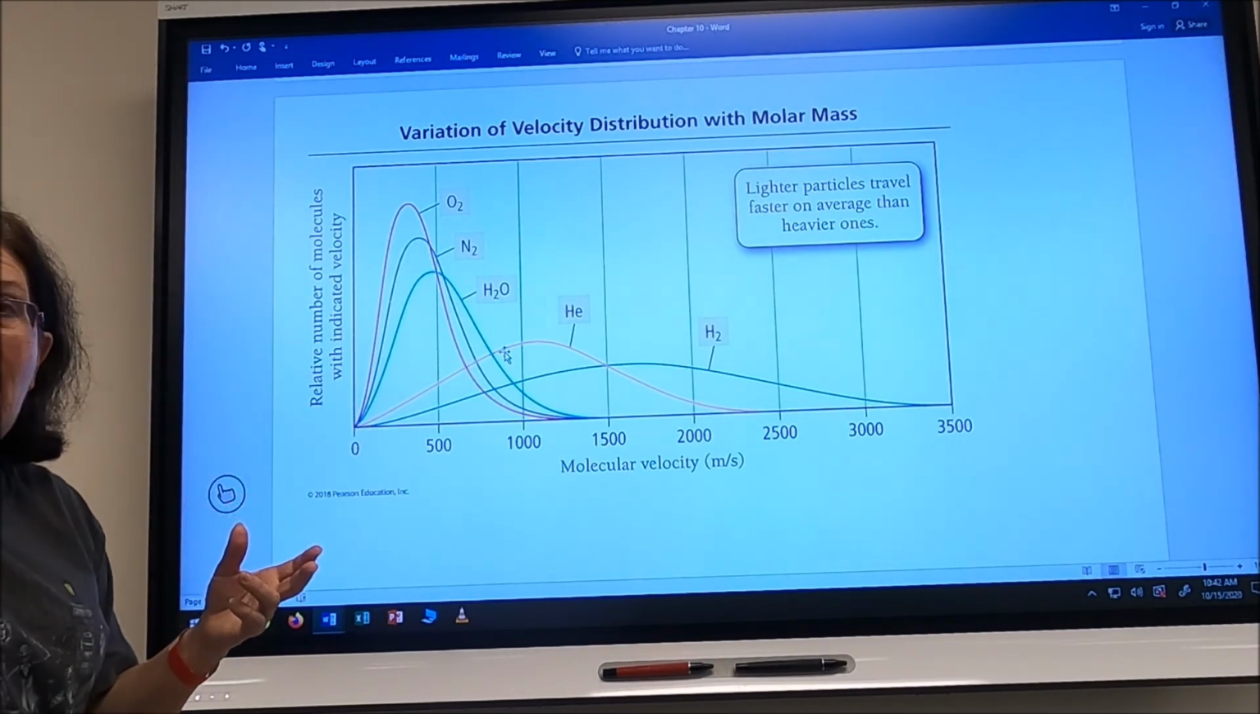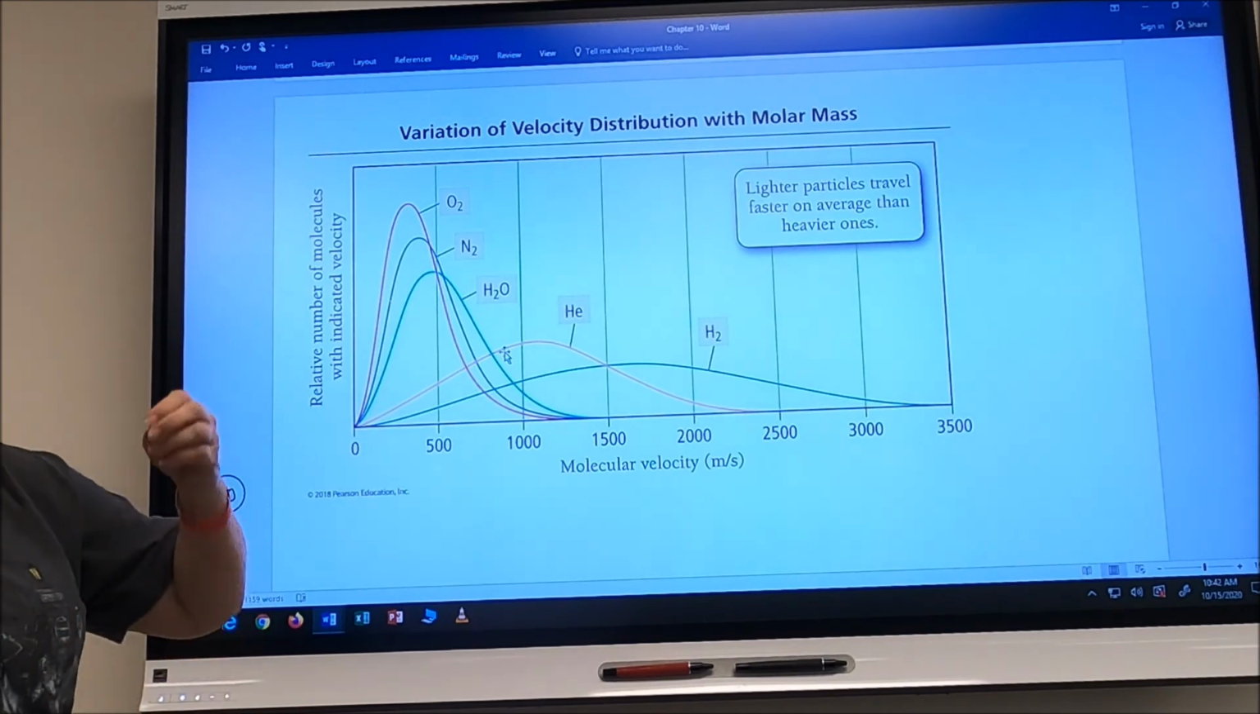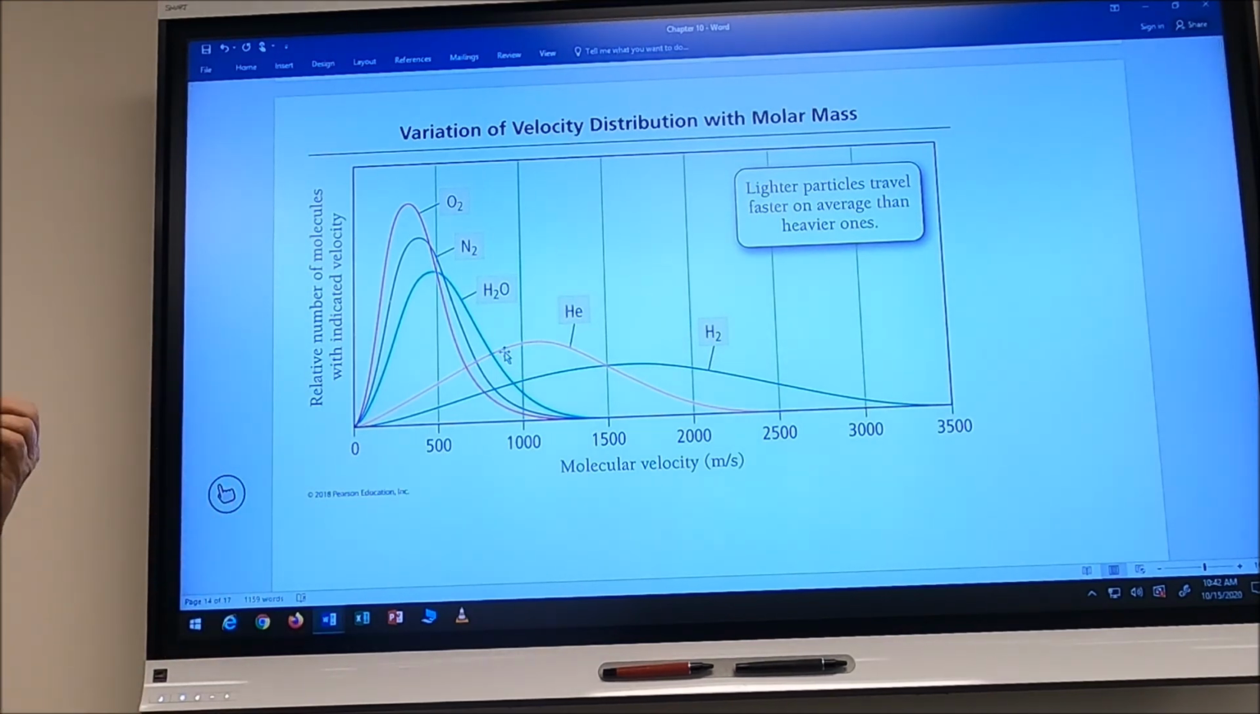So in the room with us right now, we have oxygen molecules and nitrogen molecules and some carbon dioxide molecules and some hydrogen molecules, some helium molecules. The hydrogen molecules are moving much faster on average than the nitrogen molecules. The nitrogen molecules are moving a little bit faster on average than the oxygen molecules. Okay?